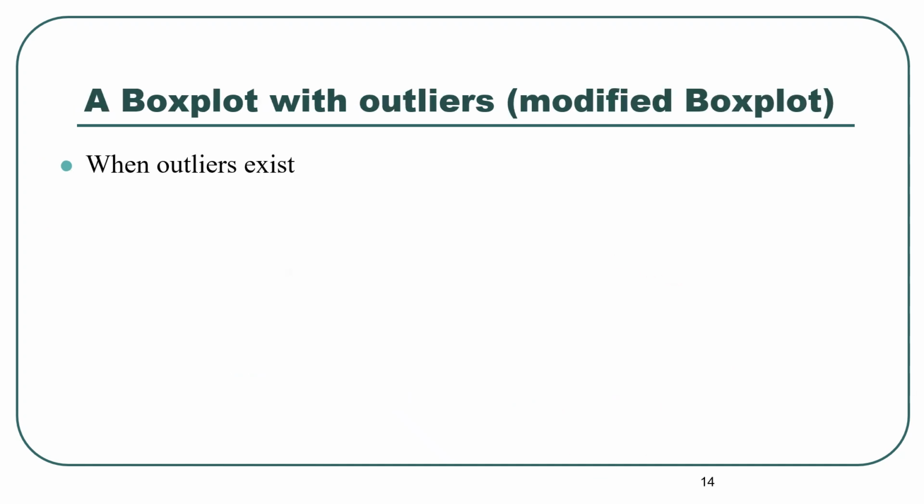So, a box plot with outliers, which we are going to call a modified box plot. Now, when outliers exist, we need to modify our box plot somehow to reflect these outliers. How? Well, the length of the whisker in the direction of that outlier would be somehow modified. So how? Well, this is what we are going to see.